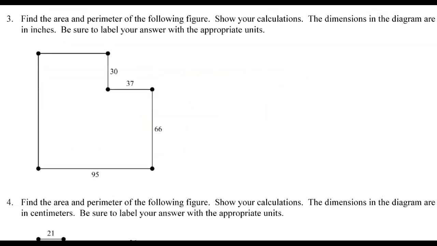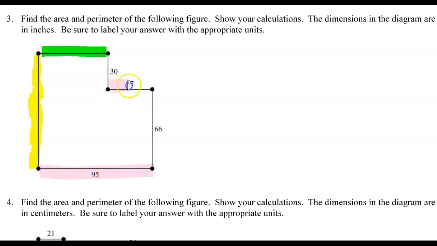So let's take a look at problem number 3. Again, we want to find the perimeter and the area. So I need to find this green segment. I also need to find this yellow segment. So in order to find the green segment, I know the bottom piece here is 95.